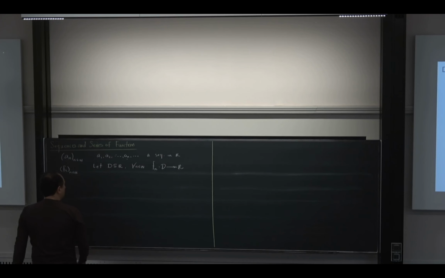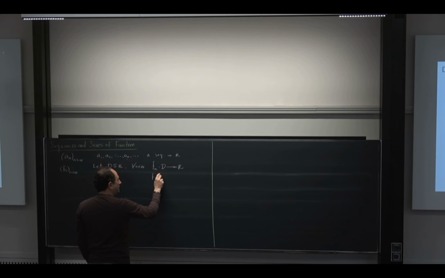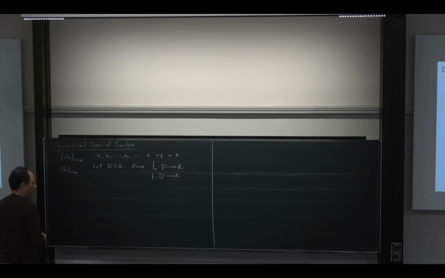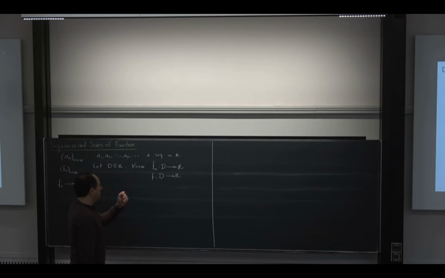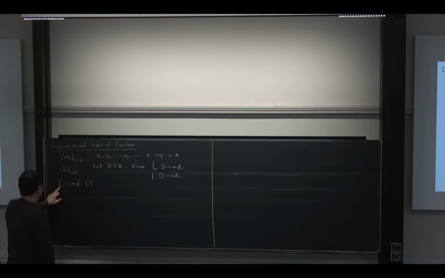So for example, let us say that I have another function with the same domain D and R. We want to make this more rigorous. What do we mean when we write f_n approaches f? We want to give a meaning to this. Okay? So we have a sequence of functions with domain D. We have another function with the same domain D. We want to give meaning to this idea that a sequence of functions converges to f.